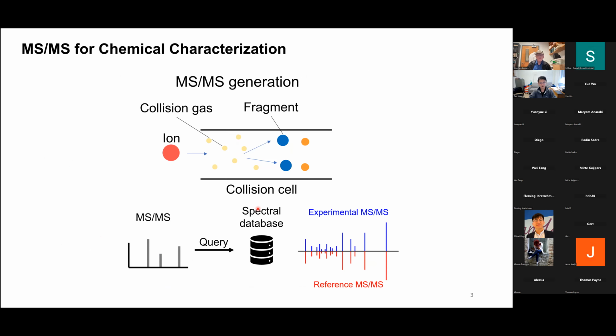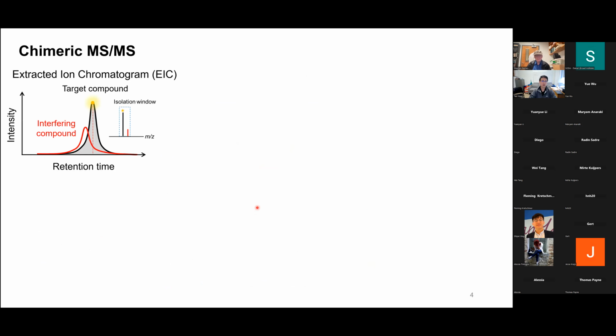The only thing mass spec does is measure the mass-to-charge ratio. And sometimes when we want to get the chemical identities, we really need to use this tandem mass spectrometry approach to collect the fragment ions and compare against a database or do some de novo annotation. So the quality of MS spectra is critical to the exploration of the chemical world. However, there's a problem of chimeric MS.